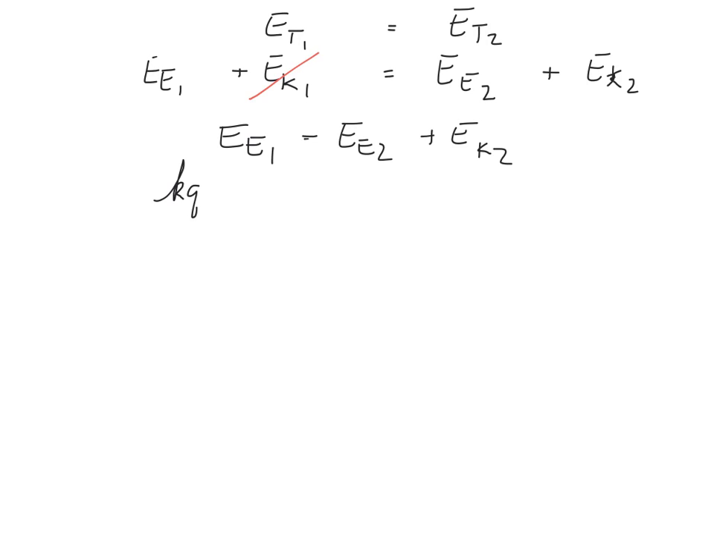We'll have K Q1 Q2 divided by R1, which is 25 centimeters, is equal to K Q1 Q2 divided by, that'll be 65 centimeters, plus 1/2 mv squared.